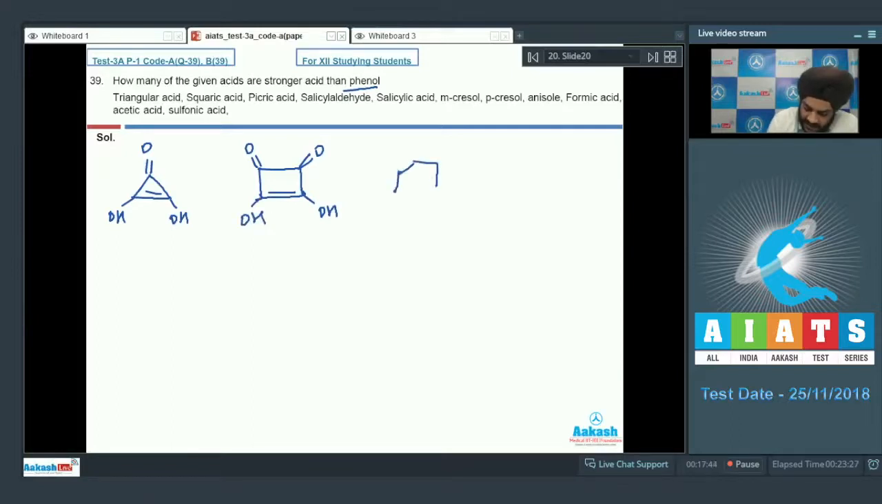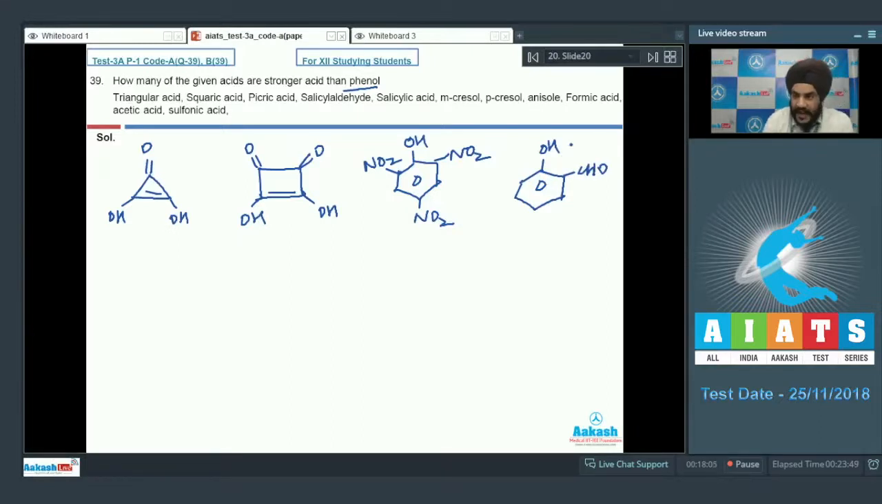Picric acid is also a stronger acid than phenol. The 3 NO2 groups which are attached shall enhance the acidity of this OH bond. Salicylaldehyde also has an electron withdrawing group present on the benzene ring, which is going to stabilize the phenoxide ion which is left behind when this H is ionized. So if you look at salicylic acid, salicylic acid also has a lesser pKa than phenol. The carboxylic acid group will be much more acidic than the phenol group.